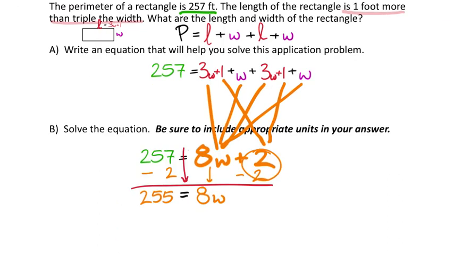So my 8W's, that's 8 widths. If you took 8 of those widths, you'd get 255, in this case, feet. But we just want one width. So again, to make that 8 widths into one, just divide it by 8. But if you do, take the 255 and divide it by 8 as well. Again, a principle of equality.